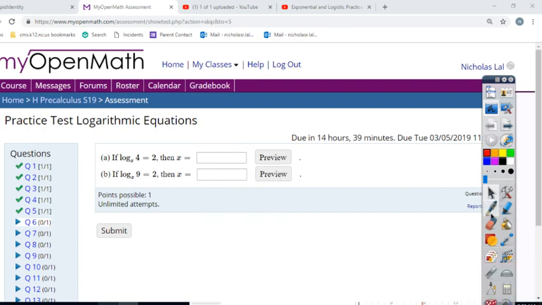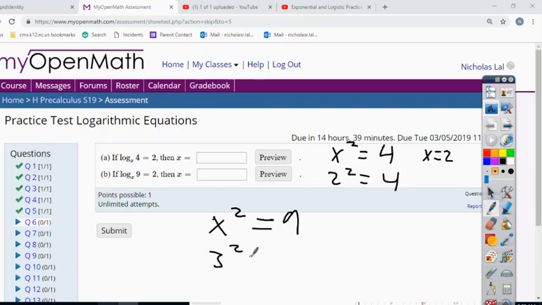All right, if log base x of 4 equals 2, then x is equal to blank. If log base x of 9 is equal to 2, x is equal to blank. So let's convert this logarithm to exponential form. If log base x of 4 is equal to 2, then x to the second power equals 4. We just did this one. X is equal to 2 because 2 squared equals 4. If log base x of 9 is equal to 2, then x squared is equal to 9. What squared equals 9? 3 squared is equal to 9. So the answer to the first question is x equals 2. The answer to the second question is x equals 3.